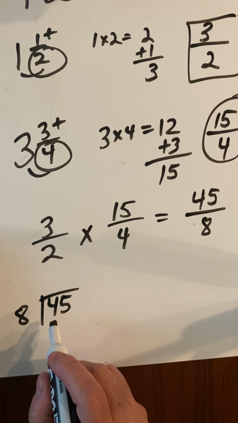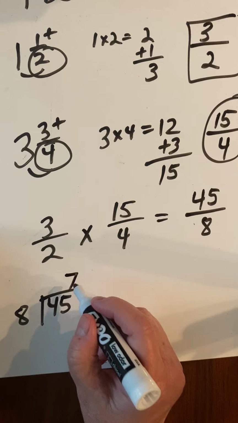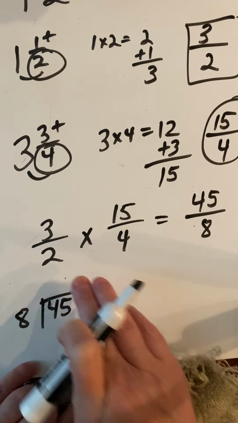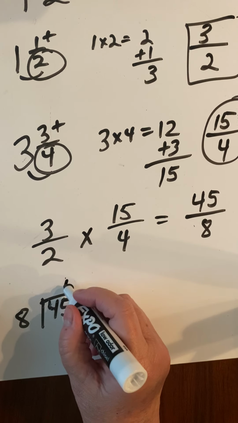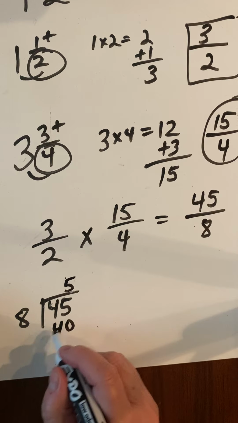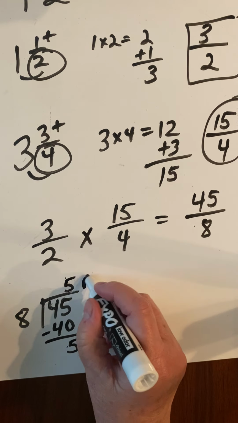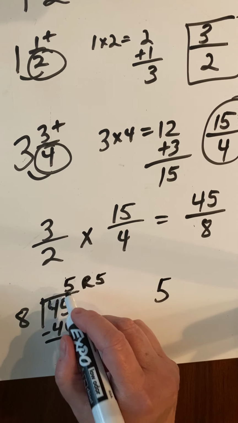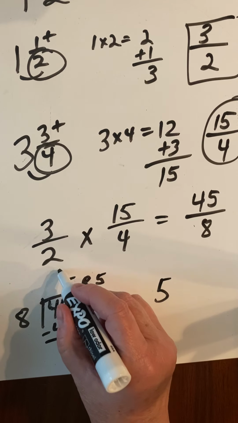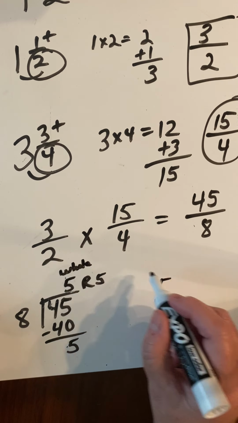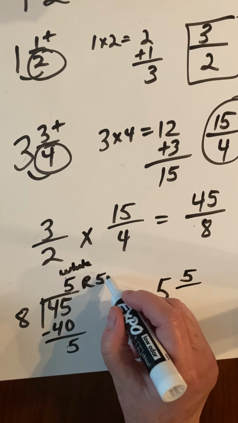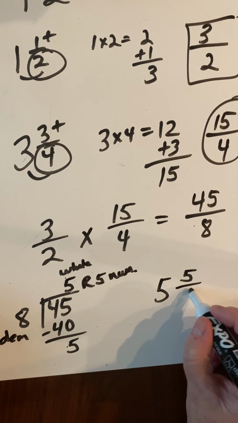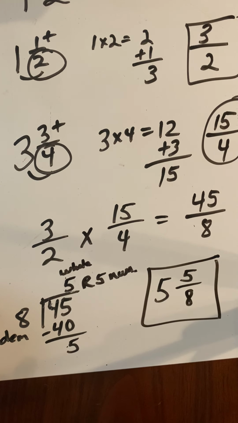Let's see, 8 times 7? No, that's not right. 8 times 5, excuse me, 8 times 5 is a 40. So I'm going to subtract 40, and I have a remainder of 5. So my answer is going to be 5 is the whole number. This is the whole number right here. And then my remainder is going to be the numerator. This is the numerator. And this will be the denominator. 5 and 5/8, and that would be simplified.